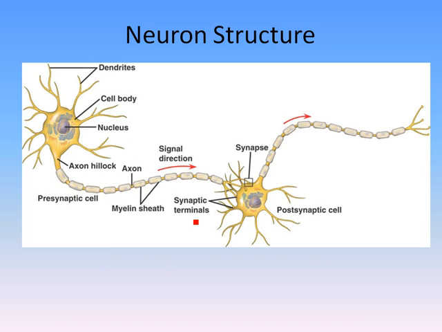The adjacent Schwann cells do not touch each other, but there's a gap in between the cells which leaves a short portion of the axon naked. So as you can see, the axon is covered by this myelin sheath, and there's a portion of the axon which is naked. These are called the nodes of Ranvier.